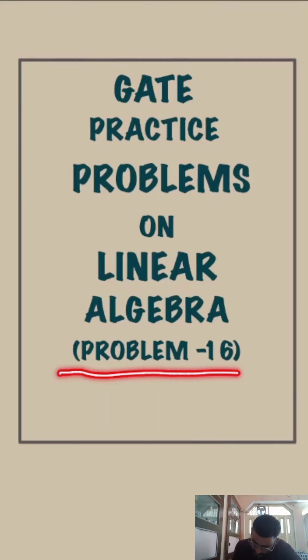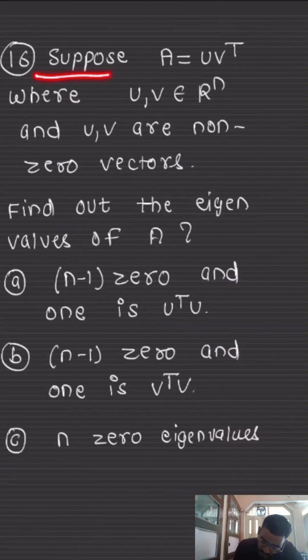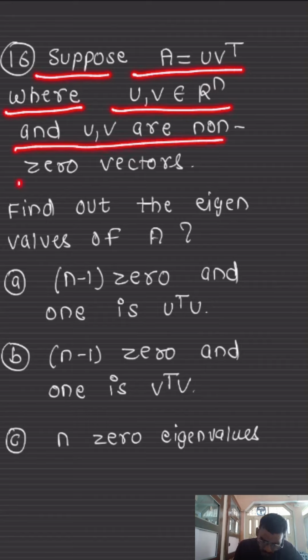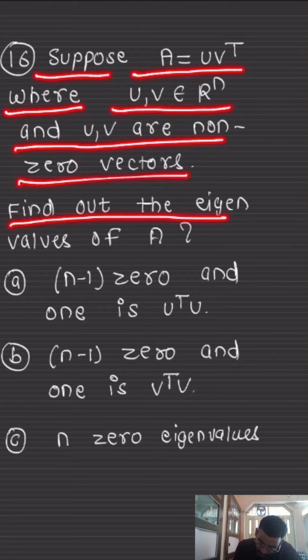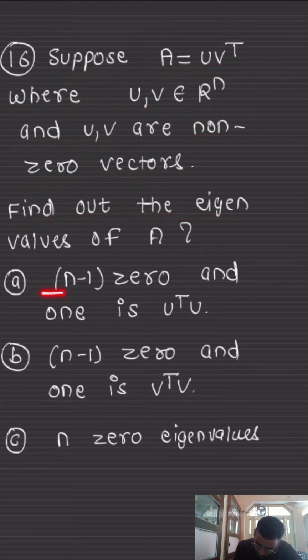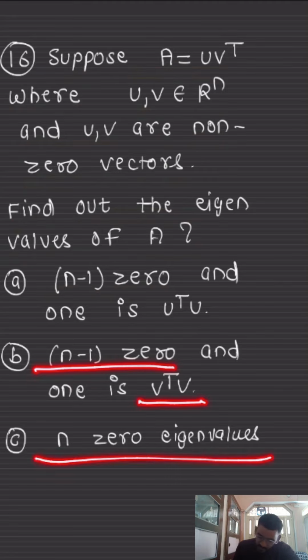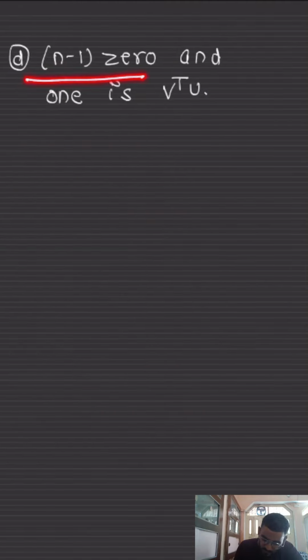This is problem number 16. Suppose A is equal to U V transpose, where U, V belong to R^n and U, V are non-zero vectors. We need to find the eigenvalues of A, which are either n minus 1 zero eigenvalues and one is U transpose U, or n minus 1 zero eigenvalues and one is V transpose V, or n minus 1 zero eigenvalues and one is V transpose U.